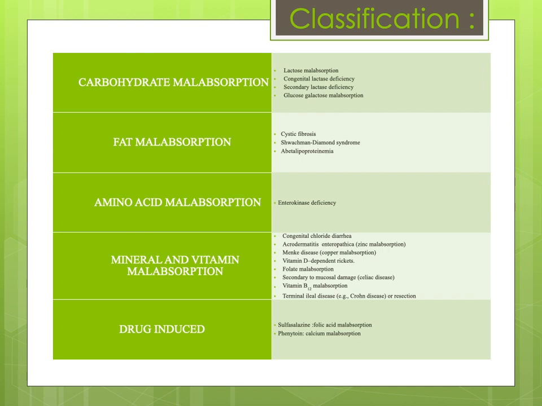Classification of malabsorption syndromes. Malabsorption syndrome is usually classified according to the predominant nutrient which is malabsorbed. So we divide the syndromes into 5 types. A patient with carbohydrate malabsorption, for example, lactose malabsorption, congenital or secondary lactase deficiency. A patient with fat malabsorption, the classic example of it is cystic fibrosis. Or a patient having amino acid malabsorption, like enterokinase deficiency.